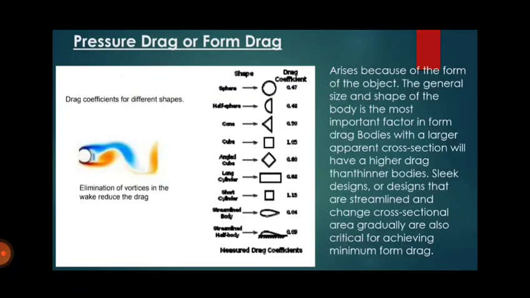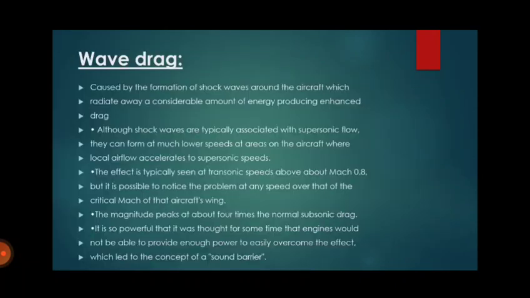Pressure drag or form drag arises due to the form of the object. Generally, the size and shape of the body is the most important factor in form drag. Bodies with a large apparent cross section will have a higher drag than thinner bodies. Sleek designs that are streamlined and change cross-sectional area gradually are also critical for achieving minimum drag.